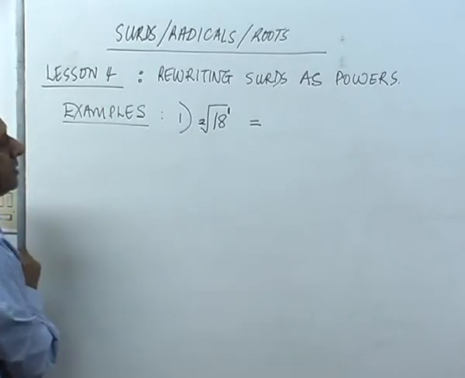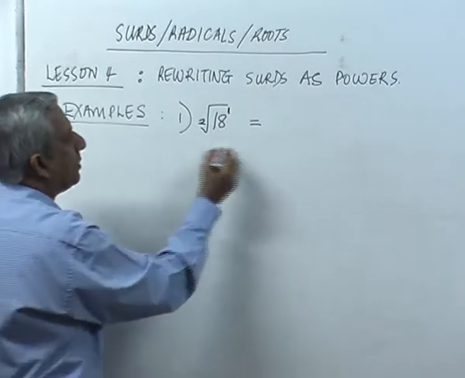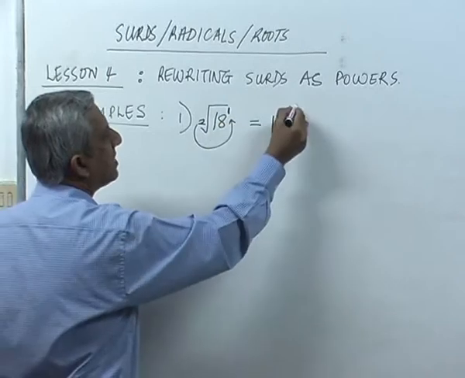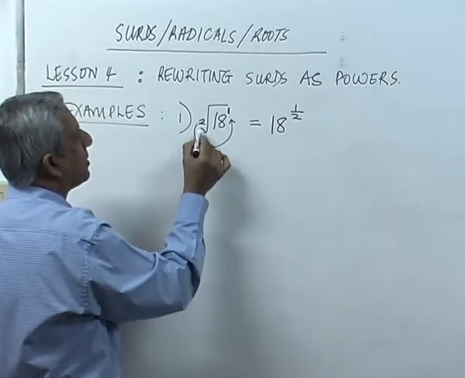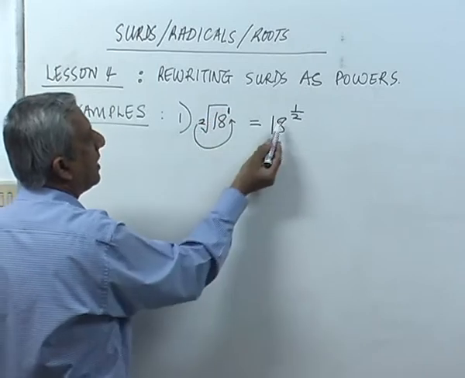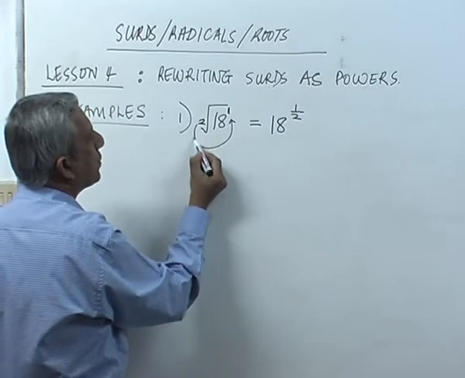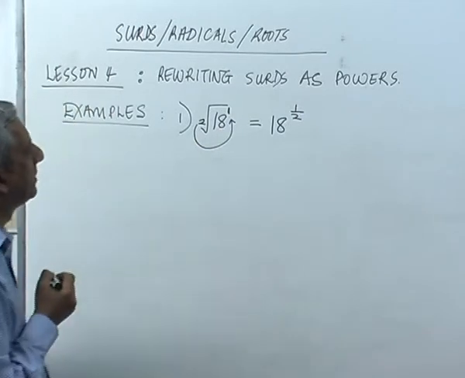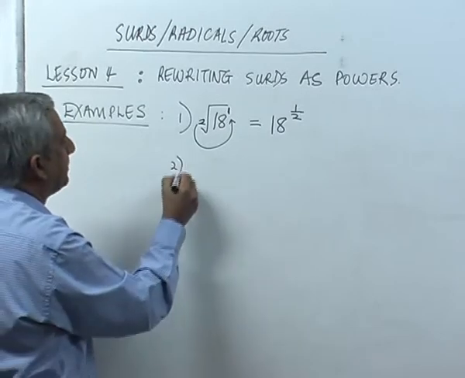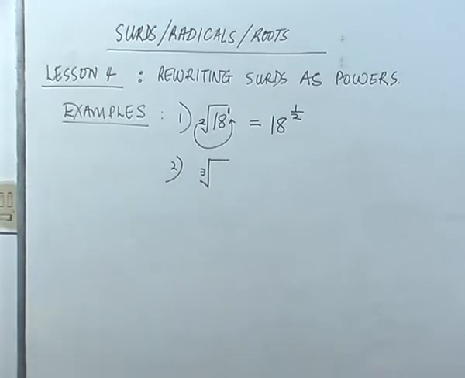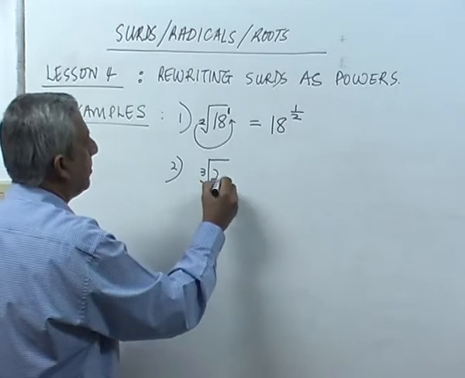Okay? So, now you can rewrite that as a power. So it becomes 18 to the index half. So a replacement for a square root sign is a half. So this becomes 18 to the index half. We take this 2 and we make it a denominator. Let's do another example. Suppose we had cube root of, for example, cube root of 24.